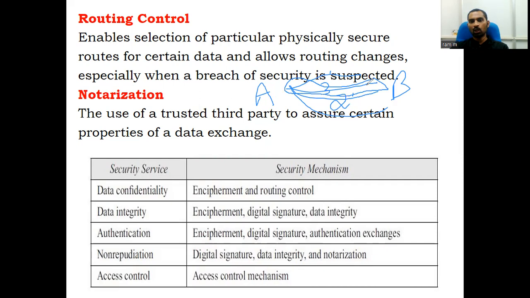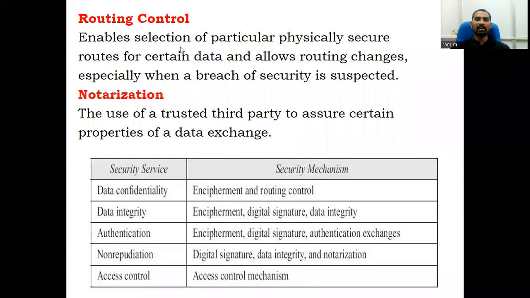In the same way, while we are considering data to be transferred between A and B over a network, there will be different possible routes. This routing control will choose a best and secure route to transfer the data between A and B, where we'll have fewer attacks on the data. So this is the last security mechanism I want to tell you, routing control. That's why I kept it for last, because we need to explain it with an example.